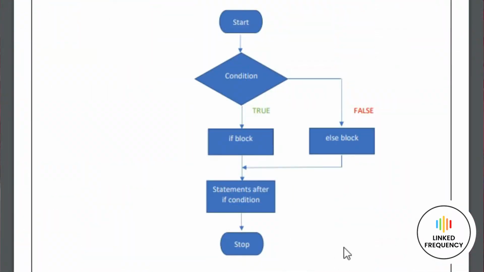Moving on to the flowchart of the if else statement, it has a condition check. If the condition or the expression is satisfied, then the if block is executed. If the condition is not satisfied, the else block is executed, and then the next statements are executed, and finally the program is terminated.